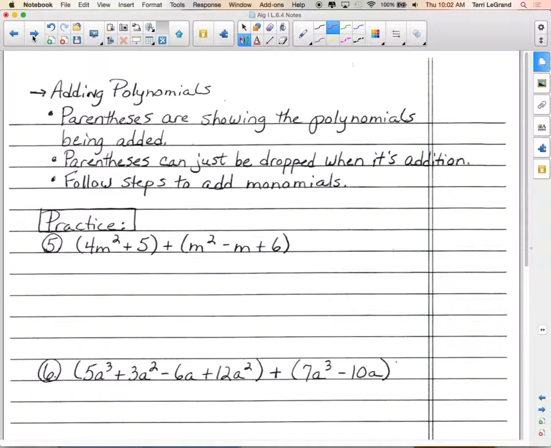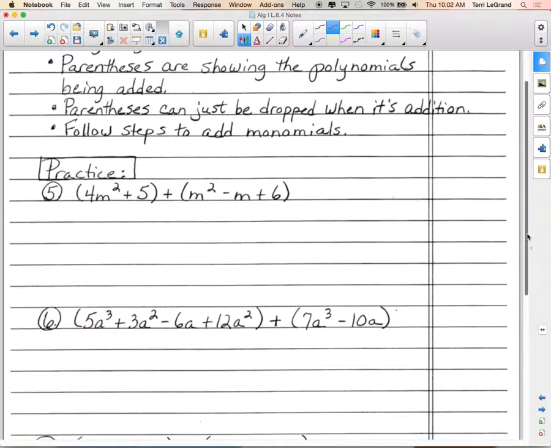Well, when we have parentheses in addition problems, typically that means they're trying to show you that there's something special about this. In this case, the parentheses are showing that the polynomials are being added. We have a polynomial being added to another polynomial.